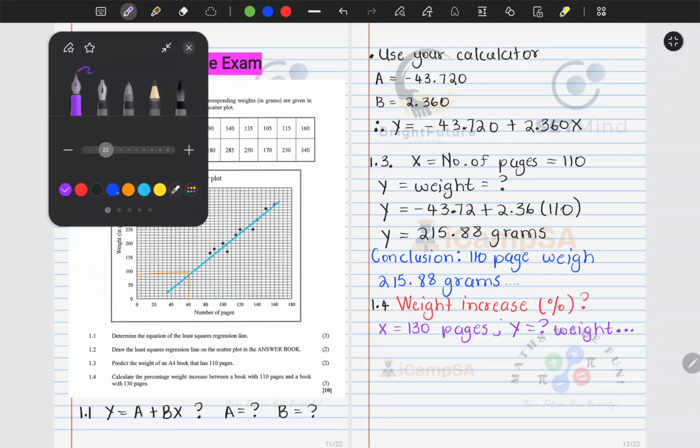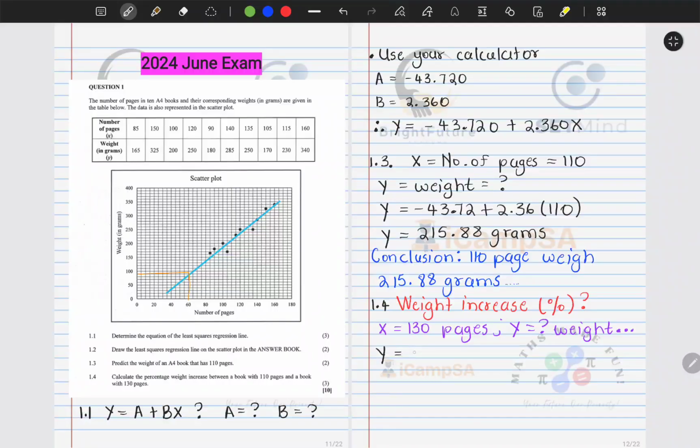Okay, so it means I must use my equation first to be able to determine the weight, which is going to be negative 43.72 plus 2.36, then 130. So the value that I'm finding is 263.08 grams. So now the question then becomes, what is the percentage difference between these two values? And the answer to this is very simple. If you remember how to calculate percentages or percentage difference fundamentally, then this problem should not be very hard.